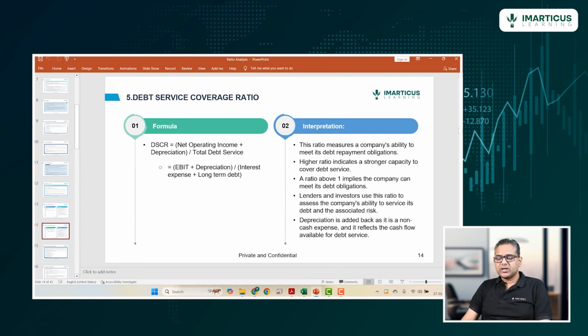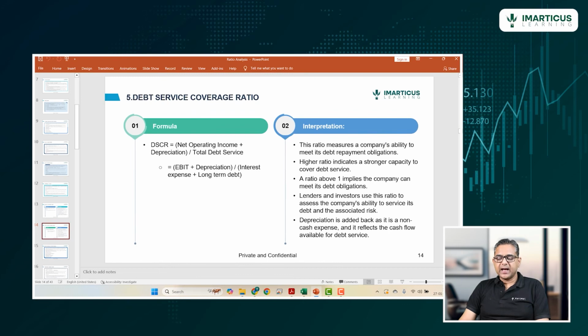This ratio measures a company's ability to meet its debt repayment obligations. A higher ratio indicates a stronger capacity to cover debt service. Higher the ratio means the company has higher ability to cover its debt service, to pay its interest and to pay long-term debt. A ratio above 1 implies the company can meet its debt obligations. Lenders and investors use this ratio to assess the company's ability to service its debt and the associated risk.